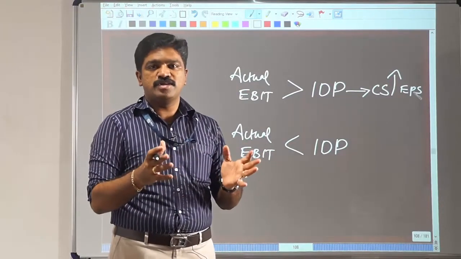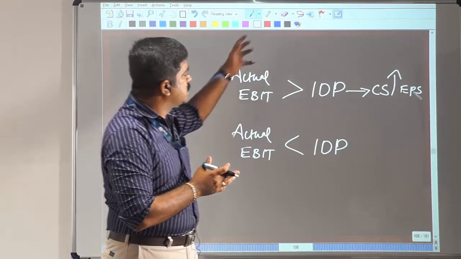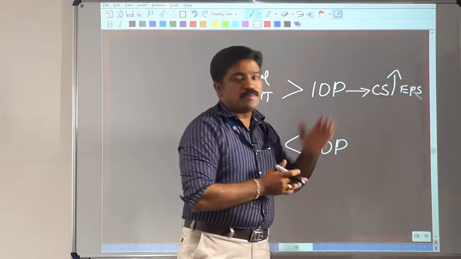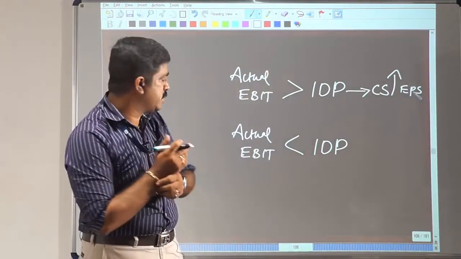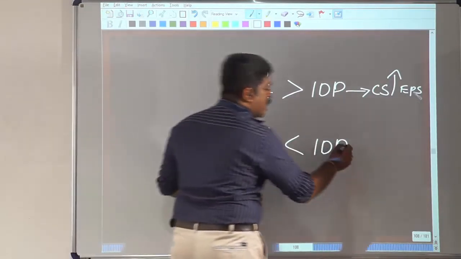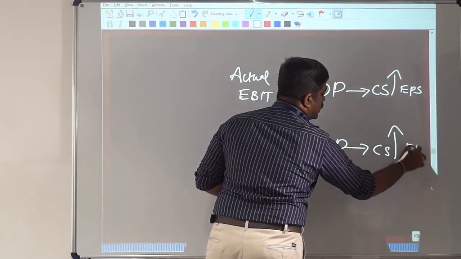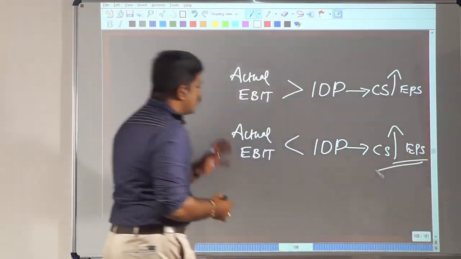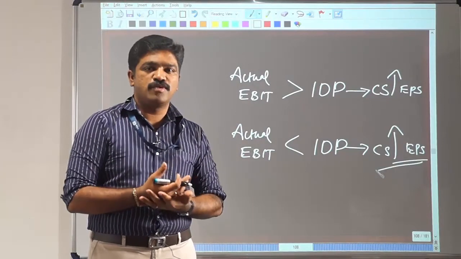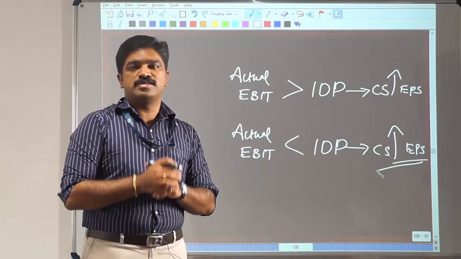At your indifference point, both capital structures will give you the same EPS. So if actual is greater than the indifference point, you should understand in which capital structure your EPS is getting maximized. Similarly, if your actual EBIT is lesser than the indifference point, again you have to see in which capital structure EPS would get maximized. If you can get control of this, you can make best use of indifference point in capital structuring. We'll take one case study to understand how it works.